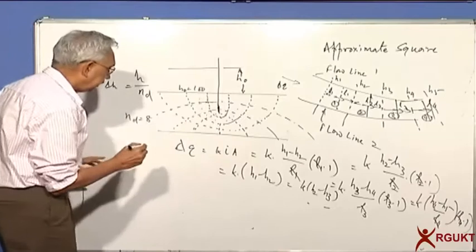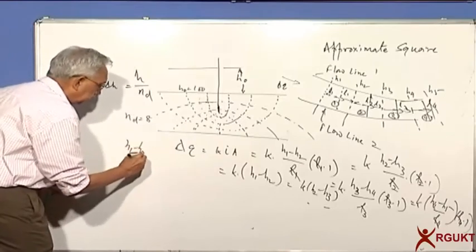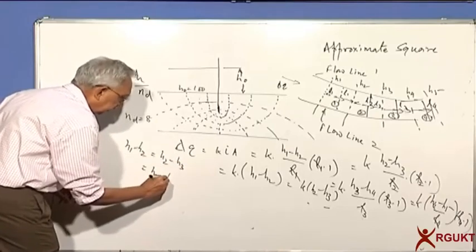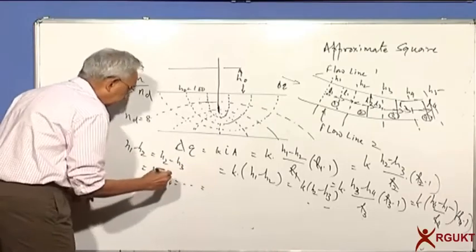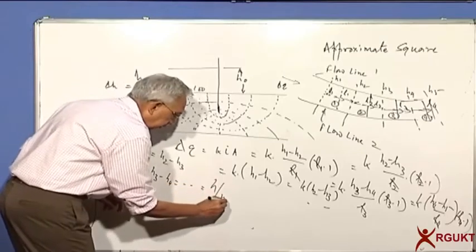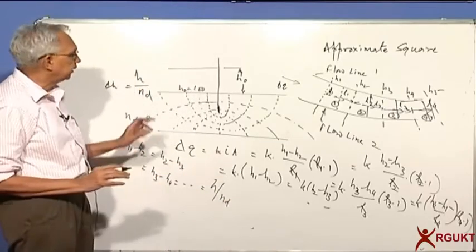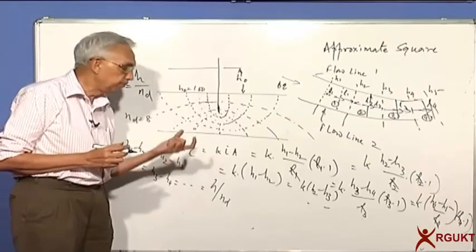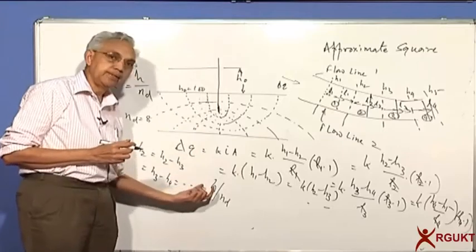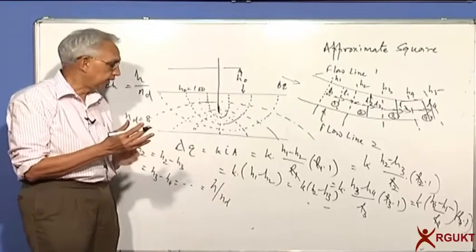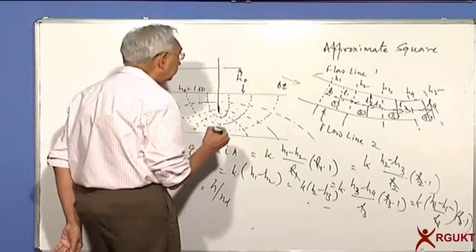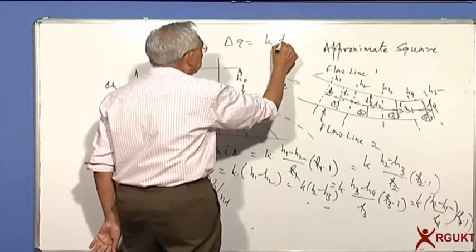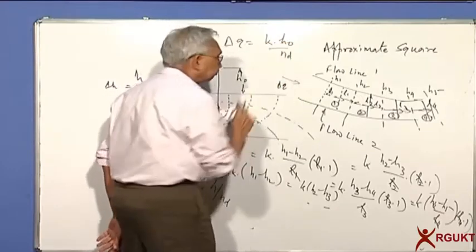So can I say that H1 minus H2 is equal to H2 minus H3 is equal to H3 minus H4, etc. is equal to H by number of drops. The number of head drops in this case is 8. So we can see that between two equipotential lines, the drop is equal to 1/8 of the total. So now this is equal to delta Q is K times H0 by the number of drops.